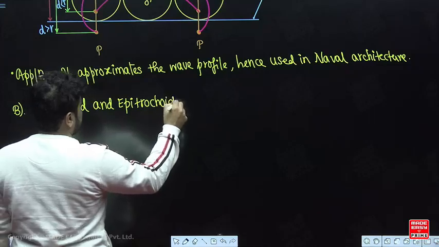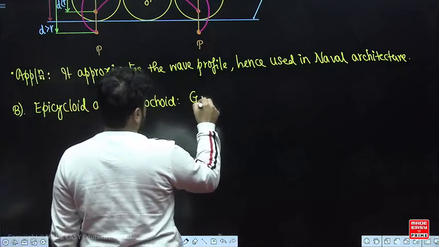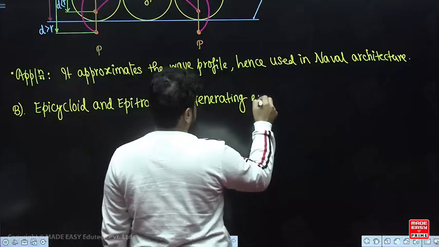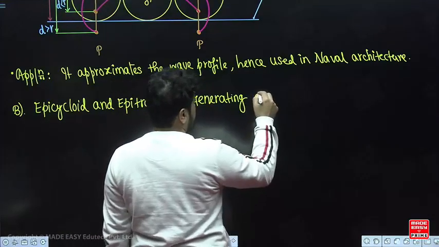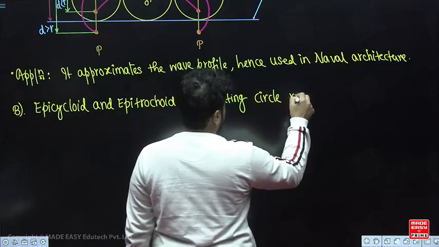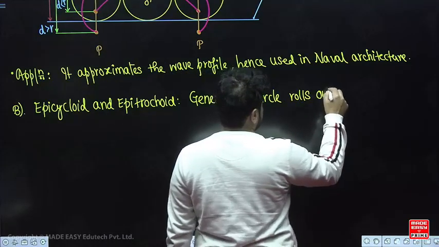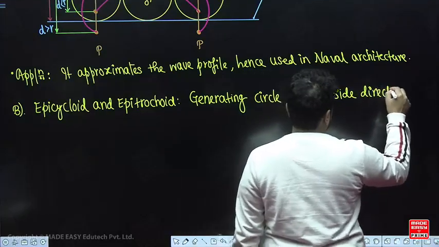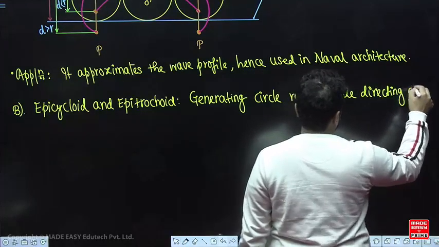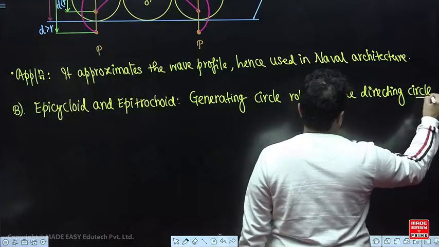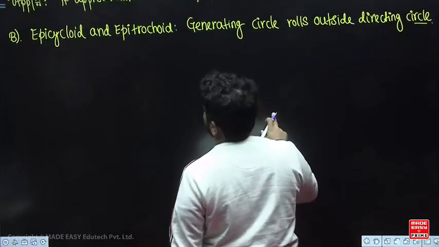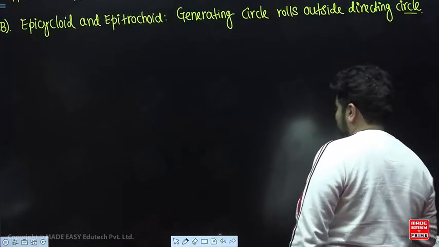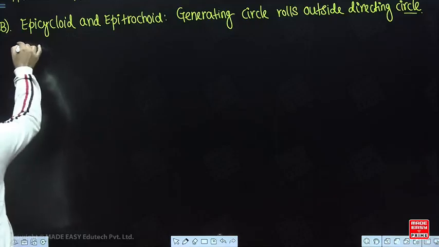See, the generating circle rolls outside the directing circle. Correct? That is called an epicycloid. So epicycloid and epitrochoid means the generating circle rolls outside the directing circle. So let me show with an example.